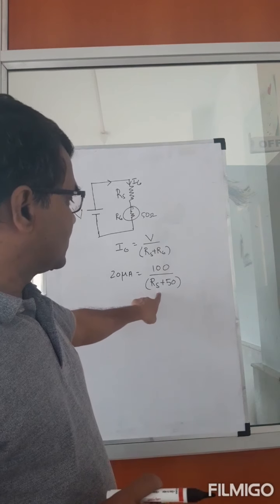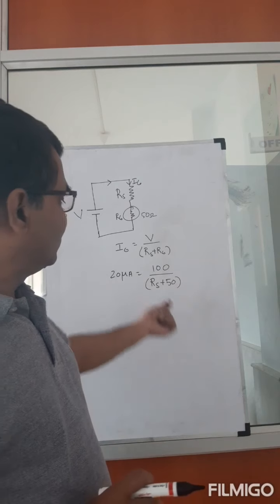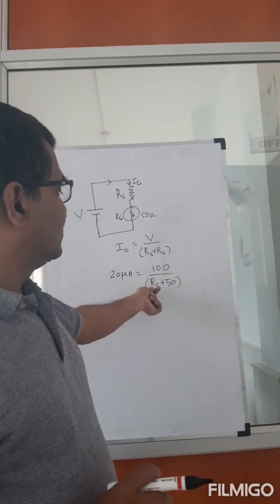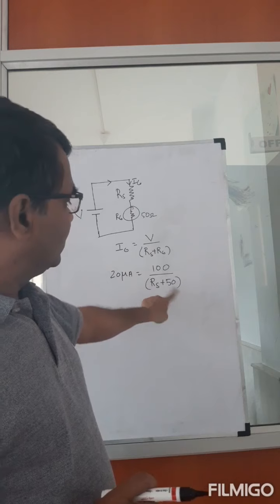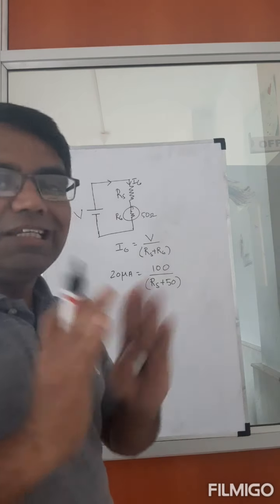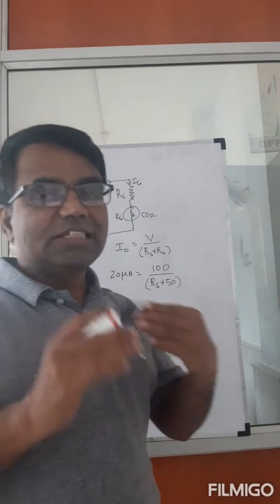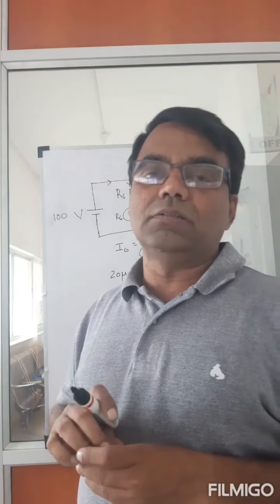Usually this is a very high resistance, so you will tend to ignore this 50 ohms. This will be in kilo ohms or mega ohms. So when you compare that with just 50, then you can ignore it. So almost a linear scale would be available for you. So this is how you convert a galvanometer into an ammeter or a voltmeter.